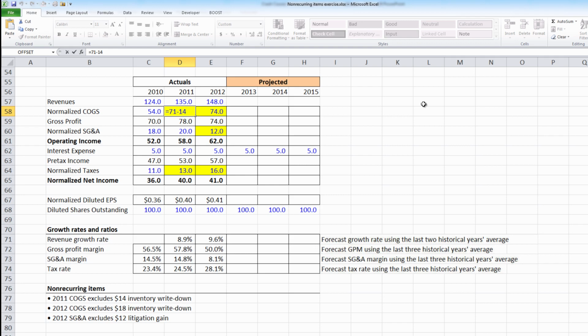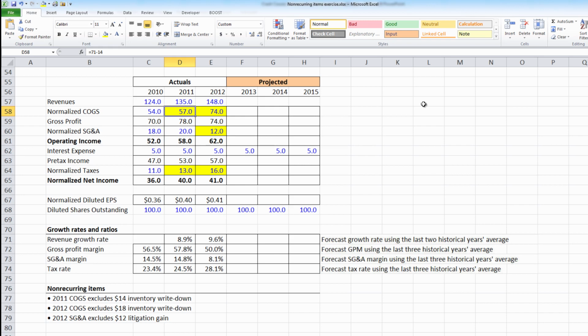And remember, with write-downs, the two corresponding entries are the inventory asset goes down by the write-down, and the corresponding entry is retained earnings going down via the expense. So we are eliminating that expense, pretending like that didn't happen, which makes gross profit higher. Right? Instead of a gross profit of 64, we now have a gross profit of 78. And that also increases operating income, and therefore that increases EPS from 26 to 40. That's the first adjustment for 2011.